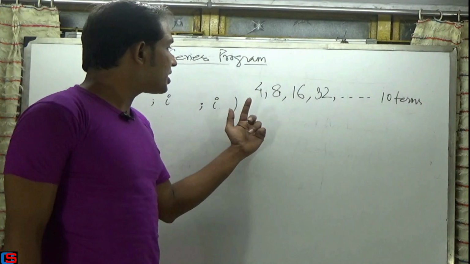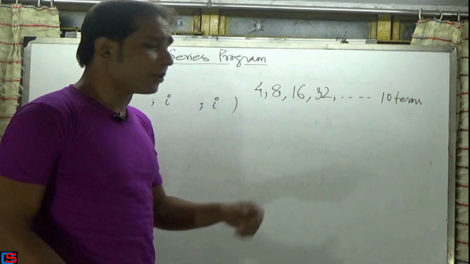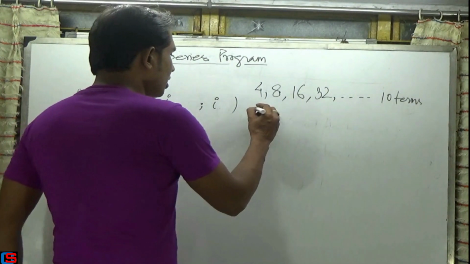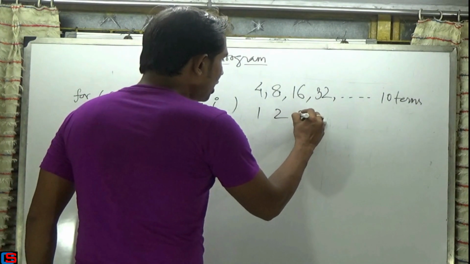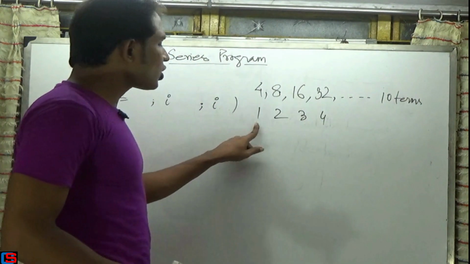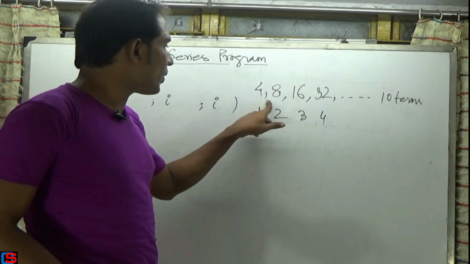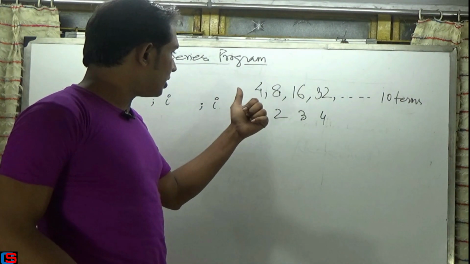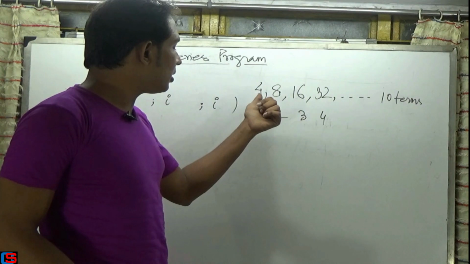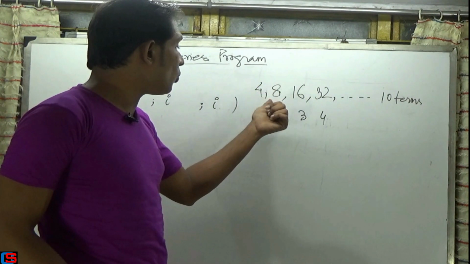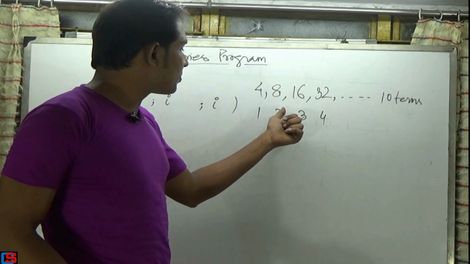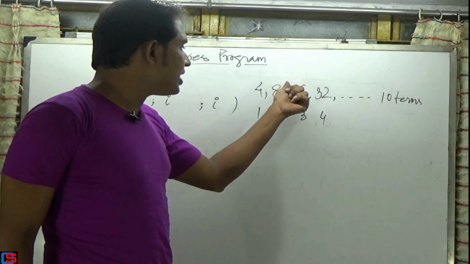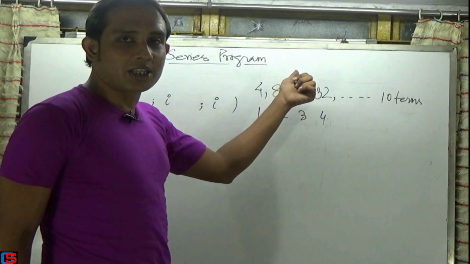Now the second series is 4, 8, 16, 32. As per the first trick, we have to write the serial number. So the serial number is 1, 2, 3, 4. Now if I square this number, 1 square, no, 4 is not generated. If I cube this number, then 2 to the power 3 means 8, but 3 to the power 3 means 27, so not 16.